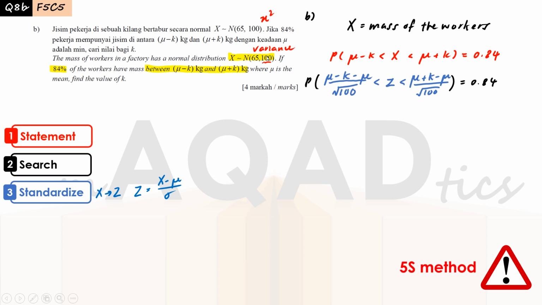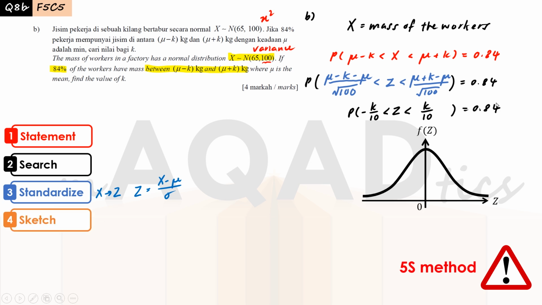So here is the variance, so we need to square root to find the standard deviation. That's why there's a square root 100 here. Okay, and once we simplify, this would be our result. And the fourth S is to sketch the normal distribution graph according to the statement here.